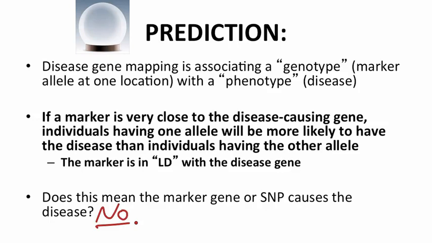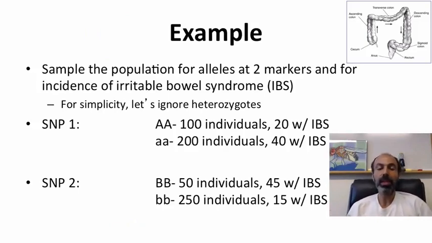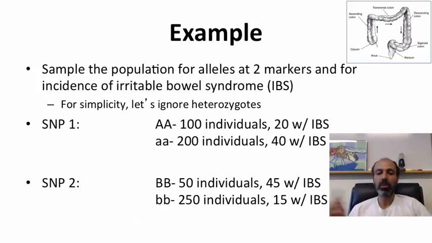So let's give you an example to try this out. Let's say that you're trying to map irritable bowel syndrome. And you're sampling a population for alleles of 2 markers, and you're looking at incidence of this disease. Now, just to make things a little bit simpler, we're just going to forget the heterozygotes.